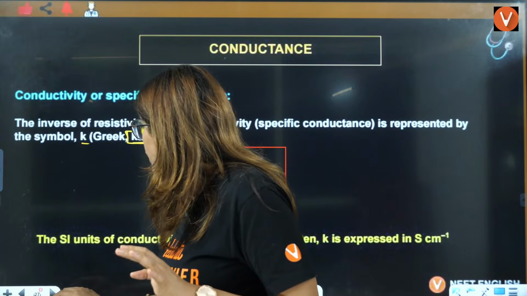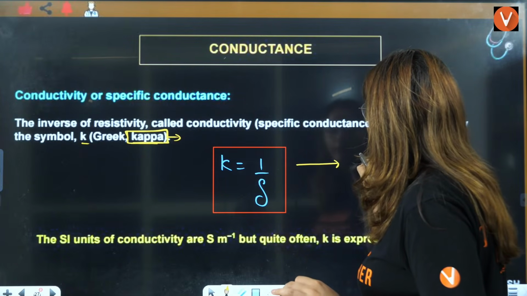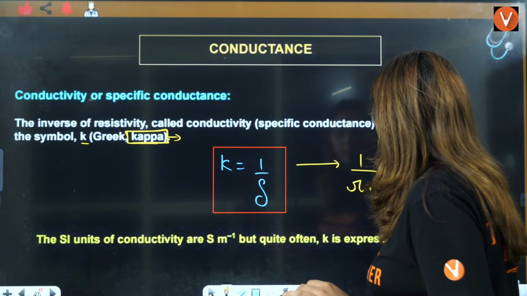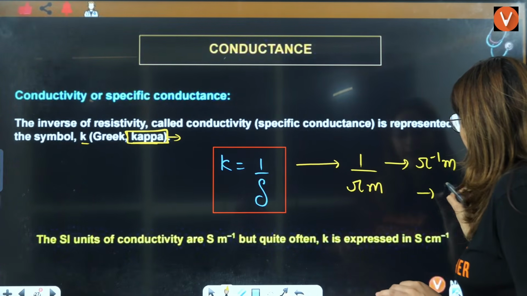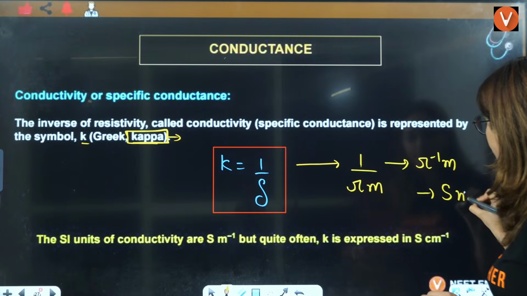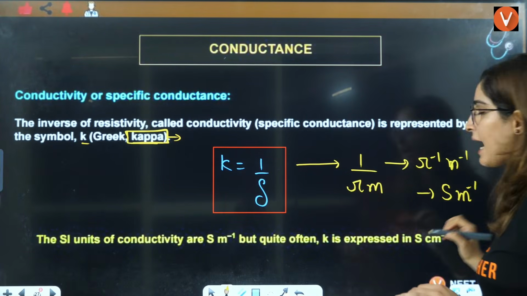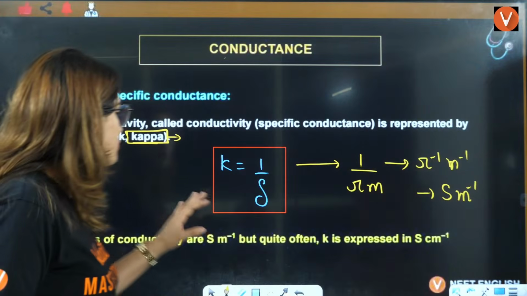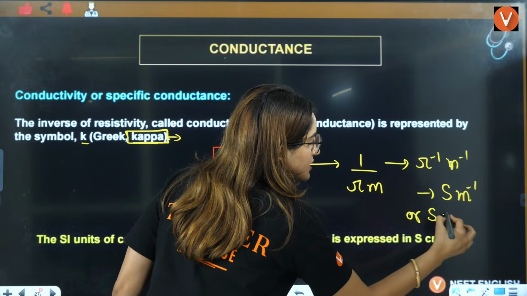So I told you that this is going to be the opposite. So here it is going to be per ohm meter. Per ohm is nothing but Siemens. So this is per ohm per meter. So this is going to be Siemens per meter. Also you can write it as Siemens per centimeter.